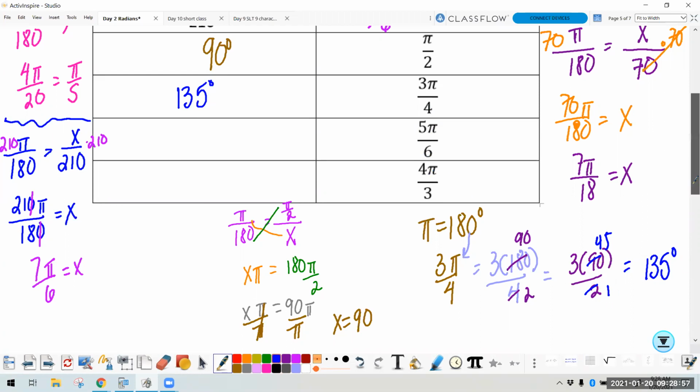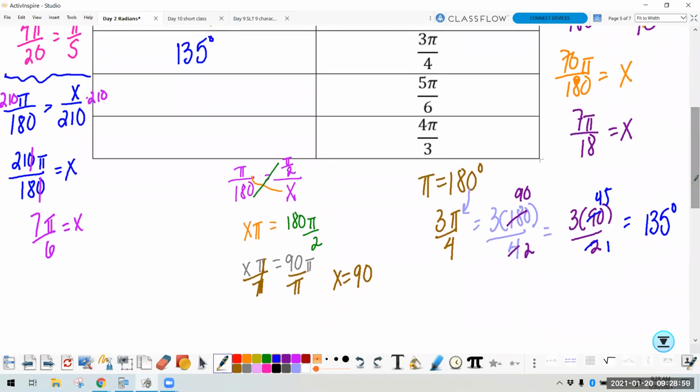We got 5 pi over 6. If I do this replacement way, that is 5 times 180 over 6. I like that for radians. It's so much faster than the solving way. The 180 and 6, that can reduce. We get 5 times 30, 150.